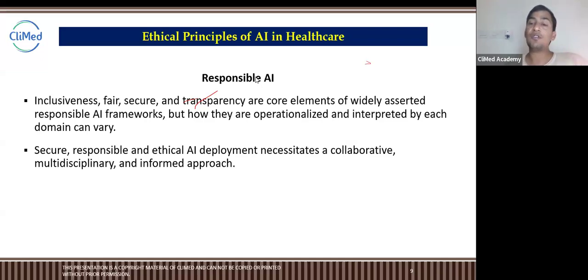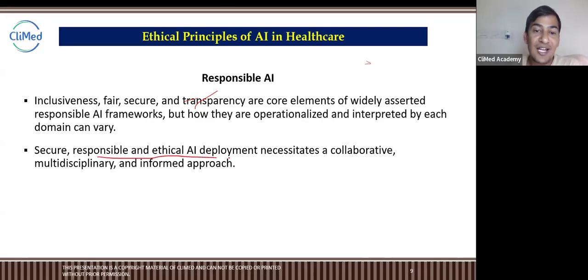And there are a lot of things, you know. The unfairness is very common in AI. The biases are very common in AI. So responsible AI must include all types of resources in training, including all types of people, all types of communities, societies, everyone. It should be secure. Secure means it should keep the data and information related to human beings secure. It should be transparent about the results, about the outcomes.